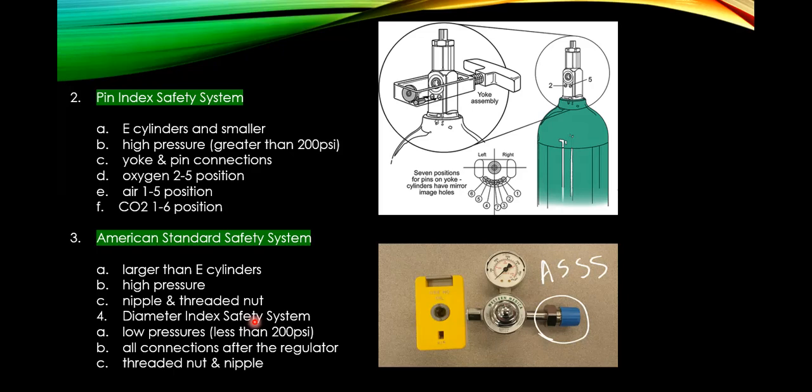So let's review. Everything after the regulator is which one? Everything after the regulator. DISS. The one that deals with the pins is called the PISS for the pissant tanks. All of the E cylinders and small. Okay? E cylinder and small. What about the threaded nut and nipple? ASSS, right? That's the ASSS. All right. And then finally, if I'm just looking at a bunch of them, color code, right? Color code. All right.